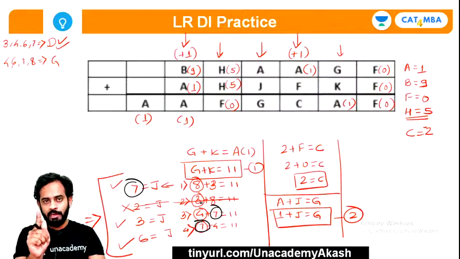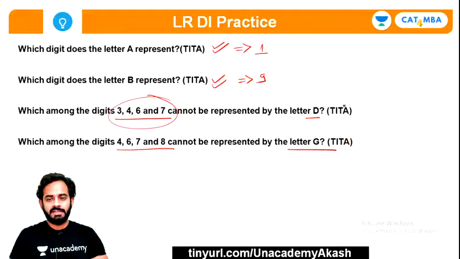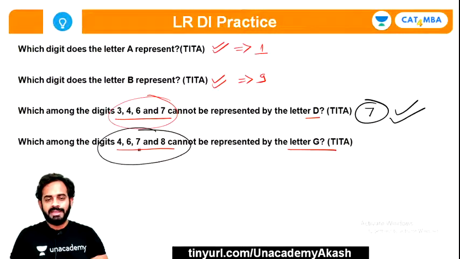I hope you understood this part. It means that 7 is not available for D. Is that clear, Anjana? 7 is not available for D. I hope you understood this part. 7 is not available for D. Is that clear? Very good. So here the correct answer is 7. For this question answer is 7. This is the answer.